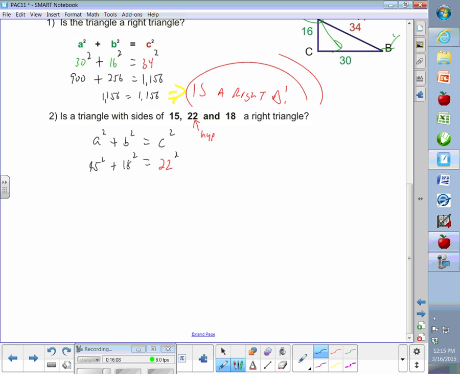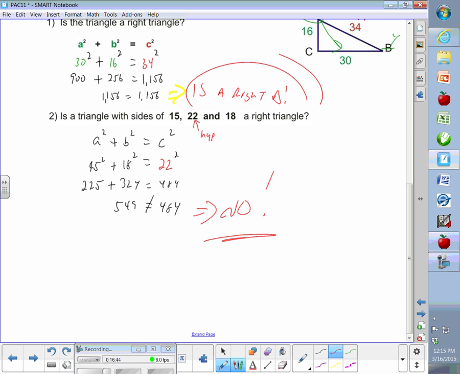All right, 15 squared is 225. Who's got 18 squared for me? Raquel? 324. Who's got the 22 squared? Kaylin? 484. All right, so now when we add up the left side, oh, we're over. I got 549 does not equal 484, so this is a big no. Is it a right triangle? No. Because the Pythagorean theorem always works for a right triangle.